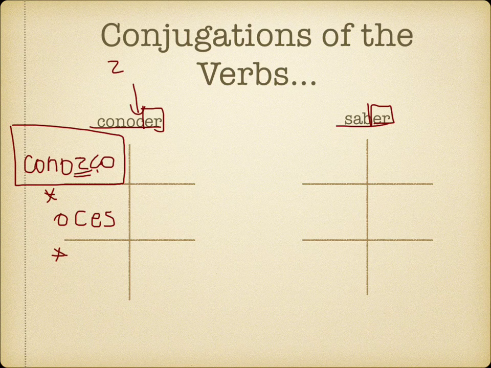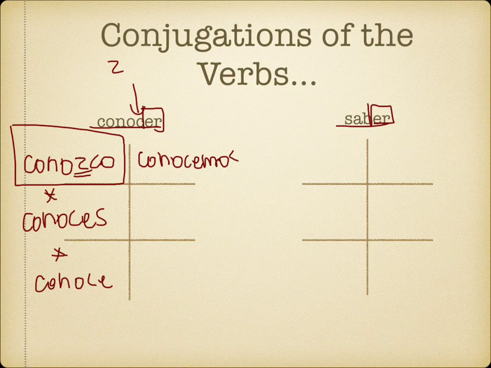Oh, whoops, I really messed that up. Okay, let's just do it this way. Can't write backwards, whatever. Conoces, okay? The next one, conoce. Nosotros conocemos. Vosotros conocéis. Okay? And then the last one, ellos, ellas, ustedes, is conocen.